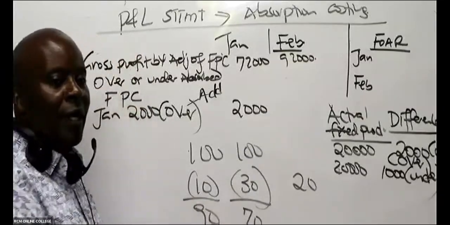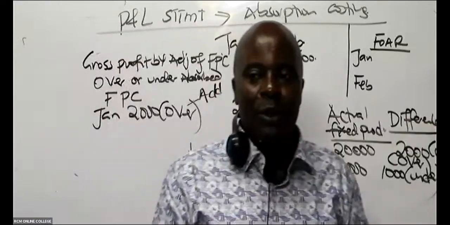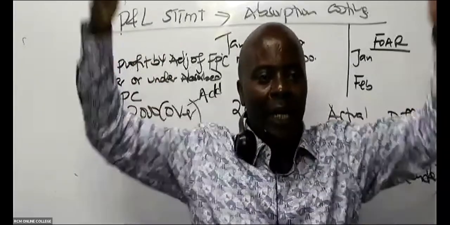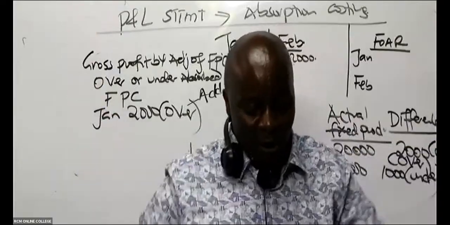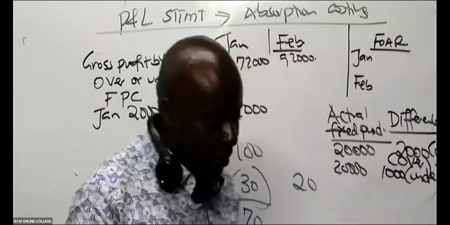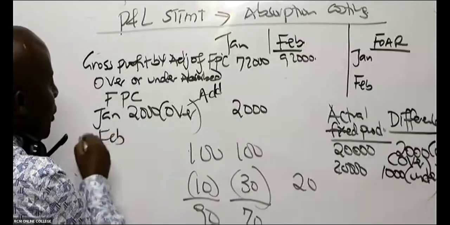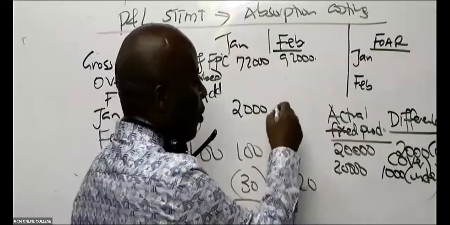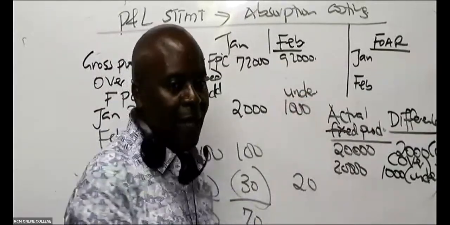So whenever it is over, I know in management accounting, at times you see things. Over means a giant. Giant means bigger, increase, add. So whenever you see over, even if you understand nothing, add. Is that okay? Over, add. And then now we have February. So February, how much? February is 1,000. And it is what, somebody? It is under, isn't it?